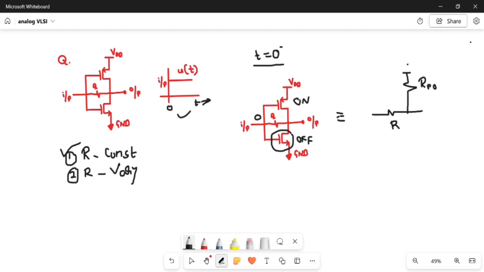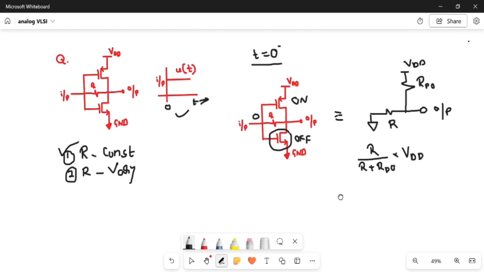Now we have here VD. What will be the output? This is ground, right? This is before the input, before t equal to 0, so this is steady state only. The output will be divided as R divided by R plus R on of P, into VD. This is the output before t equal to 0.